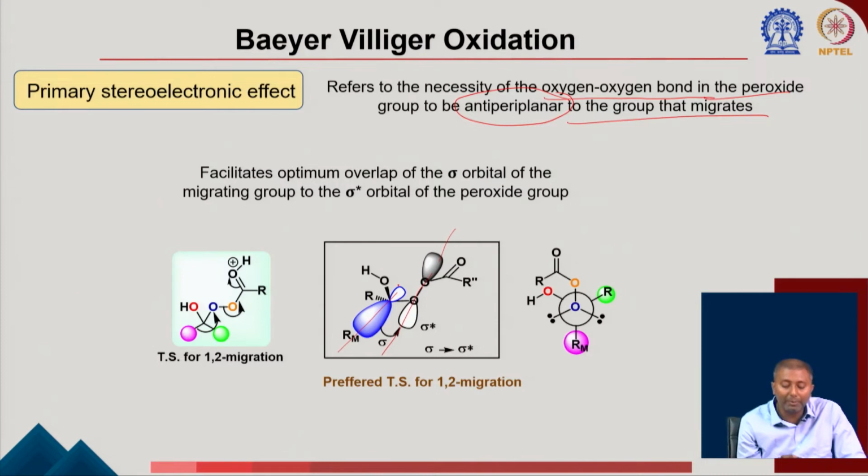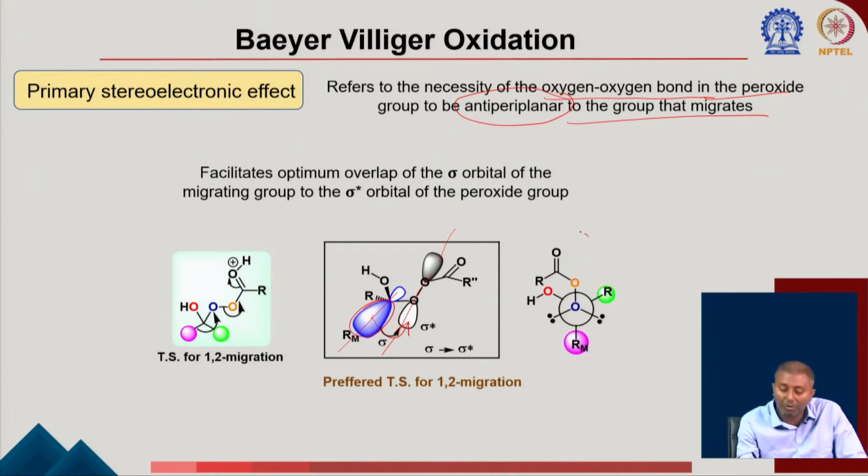So if it is anti-periplanar, then what is going to happen? Then the sigma bond electron density of this migrating group, which is attached to this carbon, is going to get transferred to the sigma star orbital of this oxygen. So that will allow this 1,2 migration to take place.